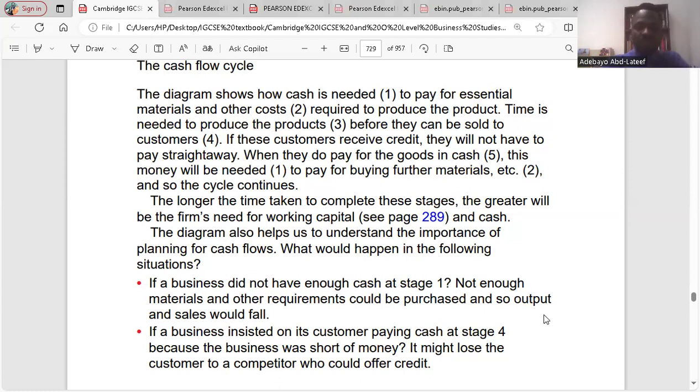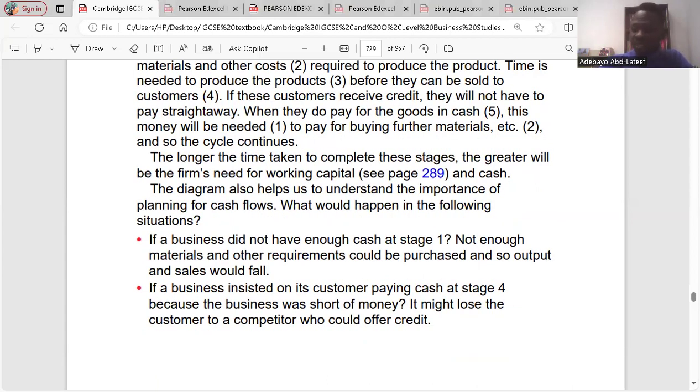Is it clear? So if a business did not have enough cash at stage one, not enough materials and other requirements could be purchased, and so output and sales would fall. When you don't have money, you won't be able to buy raw materials. Then you won't be able to produce. Output will fall. So if a business insisted on its customers paying cash at stage 4, because the business was short of money, it might lose the customer to a competitor who could offer a credit. So if you insist that your customers will pay at stage 4, where you have to collect the cash, they might get angry and stop buying from you. You might start buying from suppliers or businesses that offer them credit. You're losing customers.